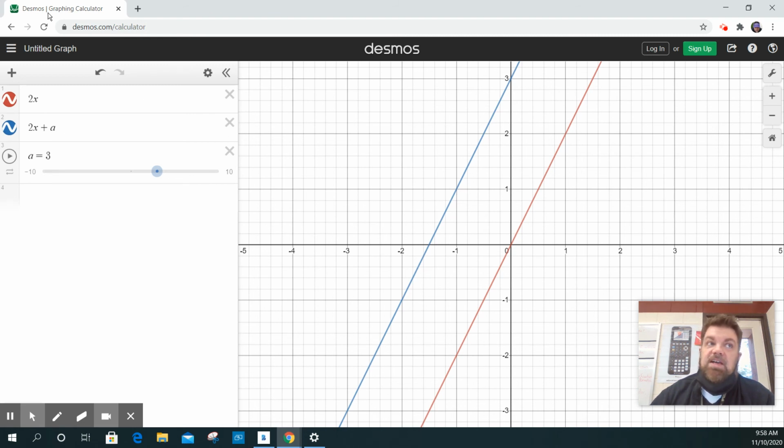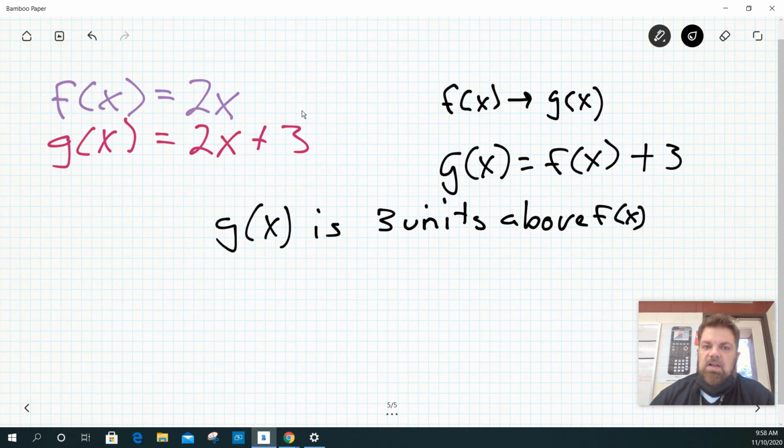And that's basically it. So when we look at this little plus 3 here, it's just going to shift the original function up 3 units. Any questions on that one?